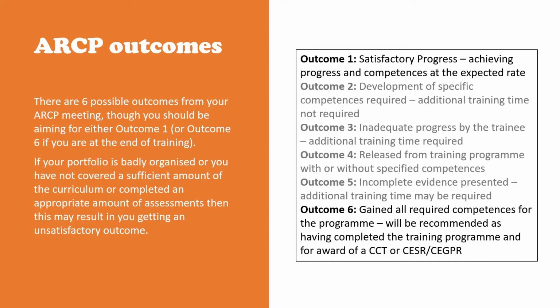There are many different ARCP outcomes. Of the 6 possible ones, you should either be aiming for an outcome 1 or an outcome 6 if you're at the end of your training. If your portfolio is badly organised, or you've not covered a sufficient amount of the curriculum or completed an appropriate amount of assessments, then this may result in you getting an unsatisfactory outcome.